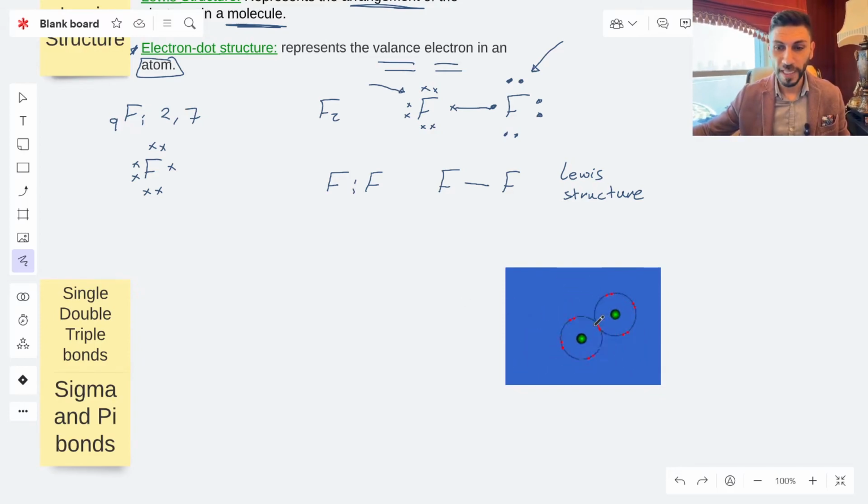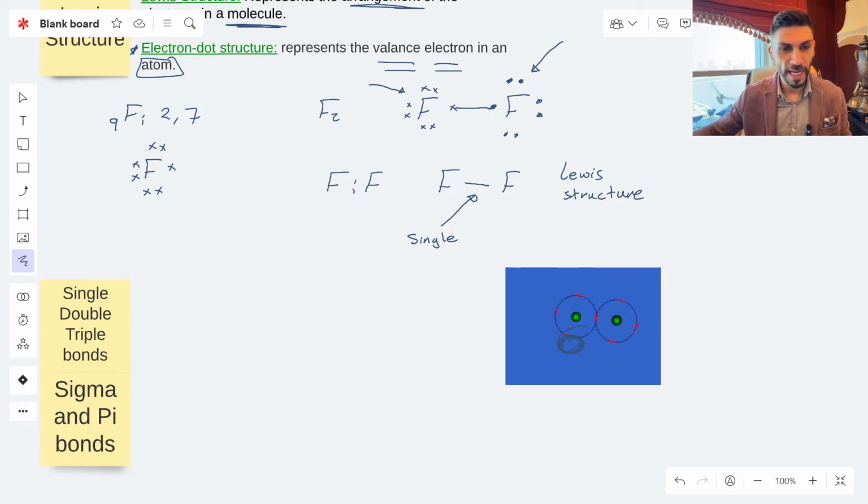They need 1 electron each, so they will share these 2 electrons. Each atom will share 1 valence electron, and both of them will have 8 valence electrons. This bond here, we call it the sigma bond or the single bond, because it's only one bond between the 2 atoms.